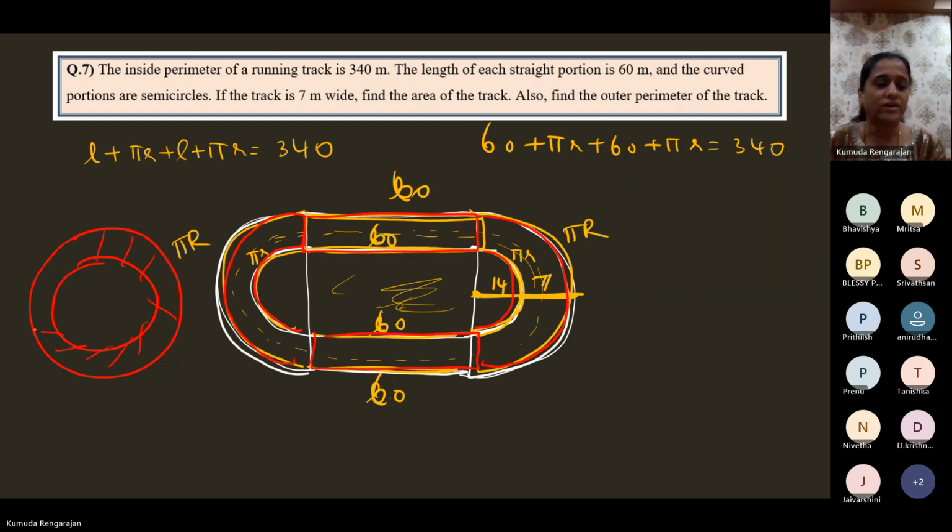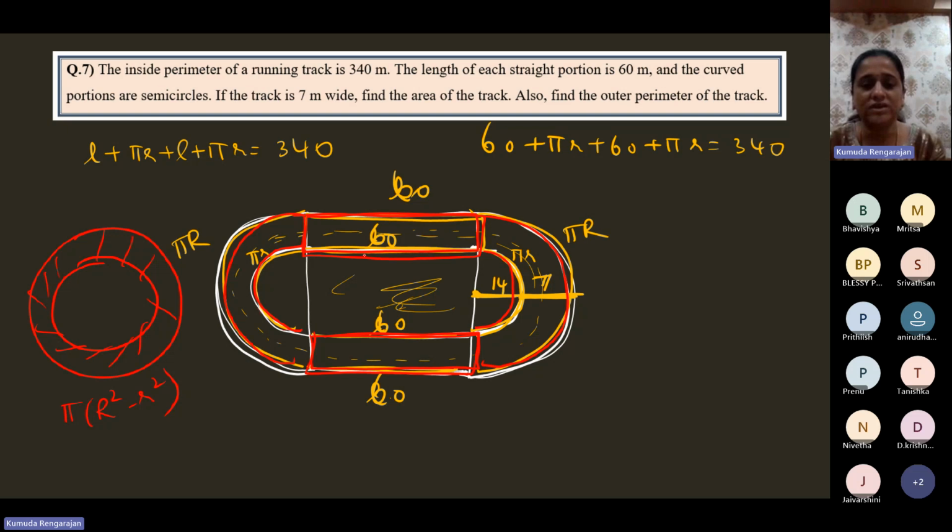And how do you find the area of this portion? Pi capital R square minus small r square. When you put the ends together, this is called a circular ring. And how do you find the area of a circular ring? Pi R square minus r square. So the area of the track is the area of this rectangle plus the area of this rectangle plus the area of this ring.